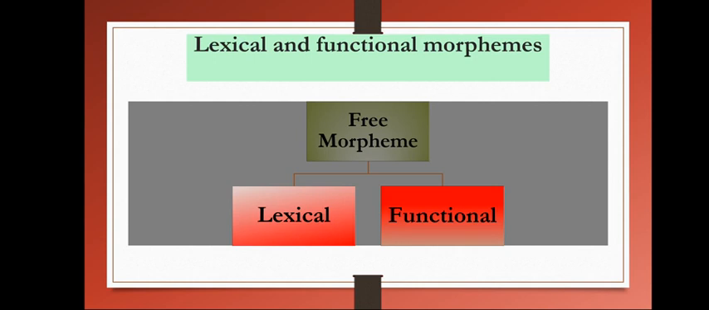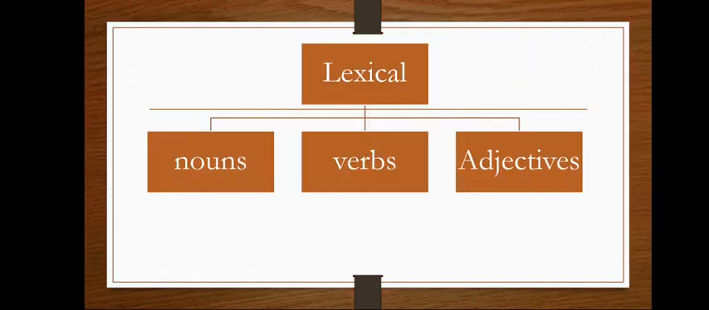Here we are with lexical and functional morpheme. Now, free morpheme can be subdivided into lexical and functional morpheme. So lexical are also free morpheme and functional are also free morpheme. What is the difference? Lexical words are such as nouns, verbs, and adjectives, the most important word class category.